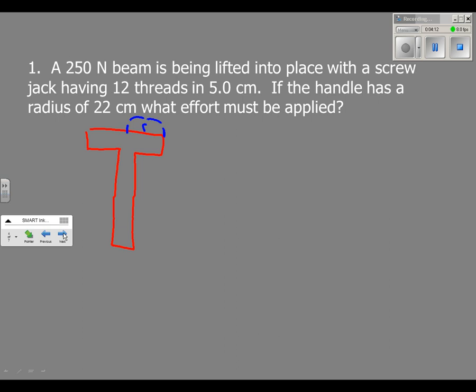But it's a little trickier to calculate the pitch in this case, because all it says is there's 12 threads in 5 centimeters. So if we go 1, 2, 3, 4, 6, 7, 8, 9, 10, 11, 12. Now, when you're doing these on a test or assignment, you don't have to draw this picture. I'm just trying to explain to you how to get pitch when you're given something like 12 threads in 5 centimeters. So basically, you just take the distance, the 5 centimeters. So how many centimeters per thread if there's 5 centimeters and 12 threads, all right? So the pitch is simply going to be equal to 5 centimeters divided by 12 threads.